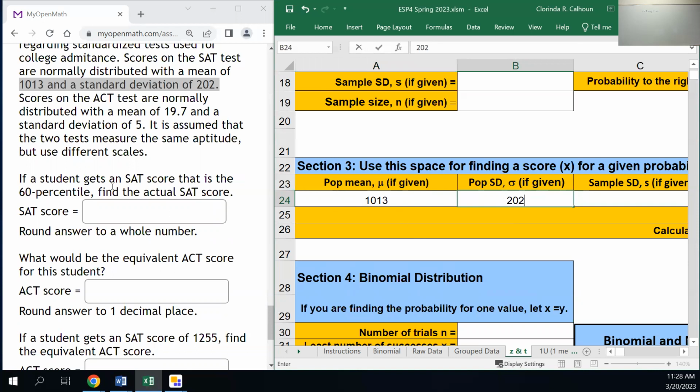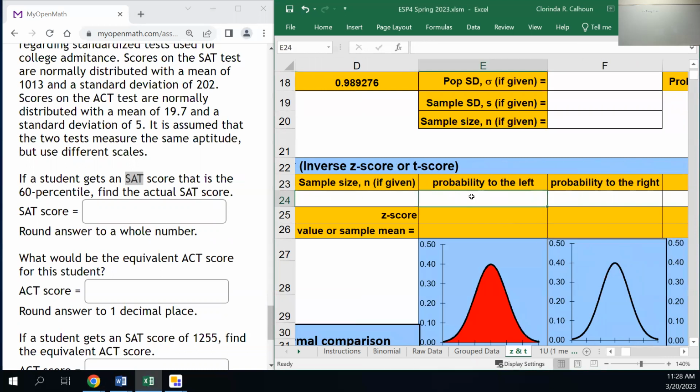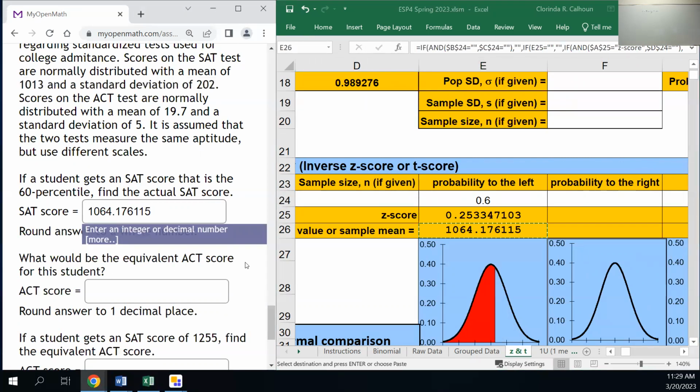This is the SAT information, since I'm looking for the certain percentile for the SAT. Percentile is always probability to the left. So I need to type in my percentile as a decimal. You should check it, make sure it's okay.